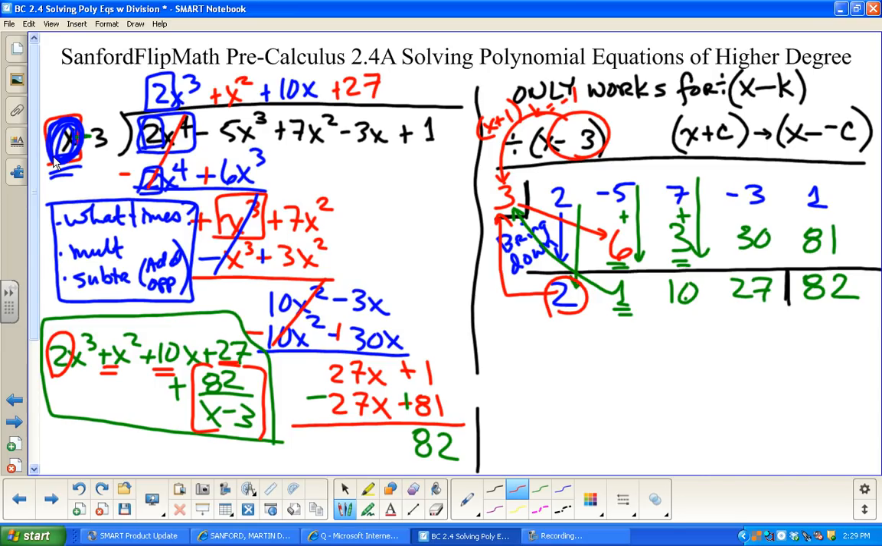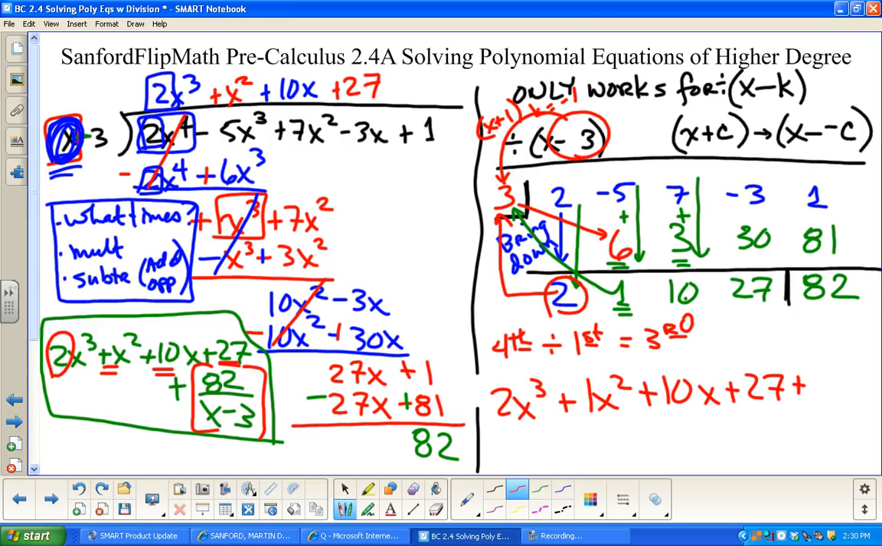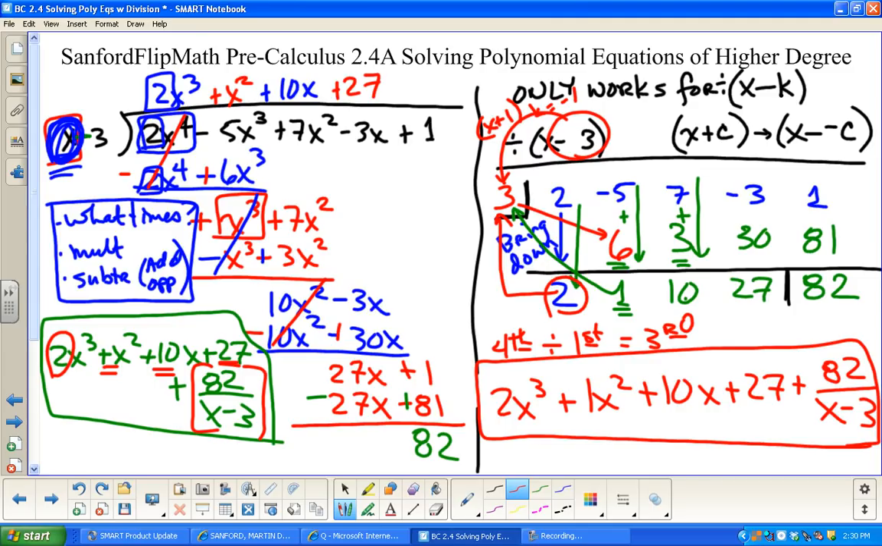Okay, so now we divided a 4th degree by a 1st degree, so the answer ought to be a 3rd degree. So this is going to be 2x cubed plus 1x squared, you don't need to write that one, plus 10x plus 27, and then the remainder over whatever we divided by. It's not just 3, it's x minus 3. This is called synthetic division, and you should have seen that last year.